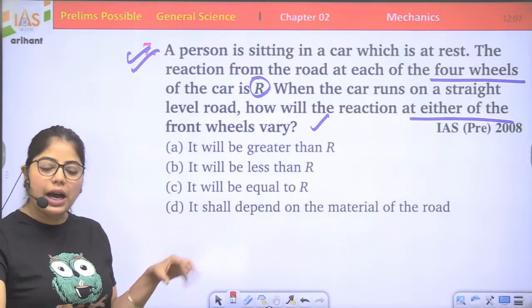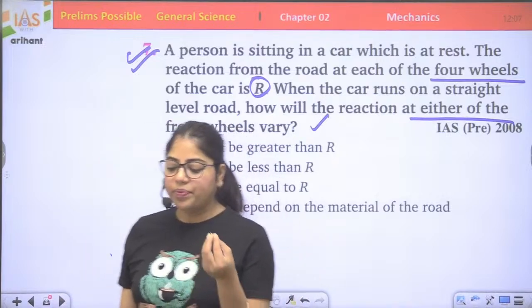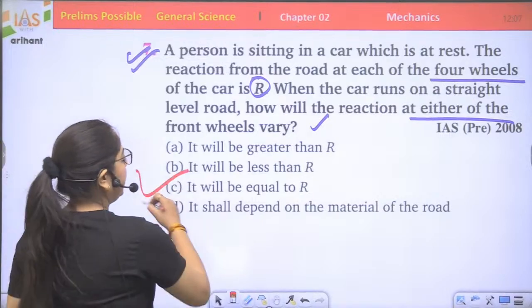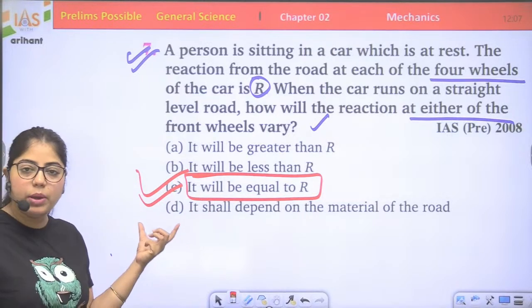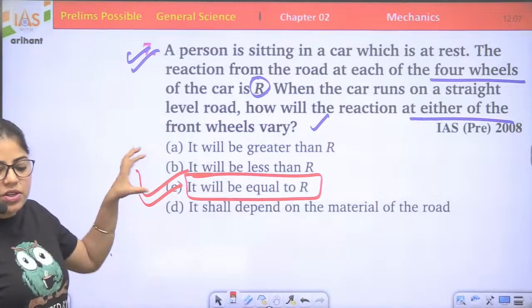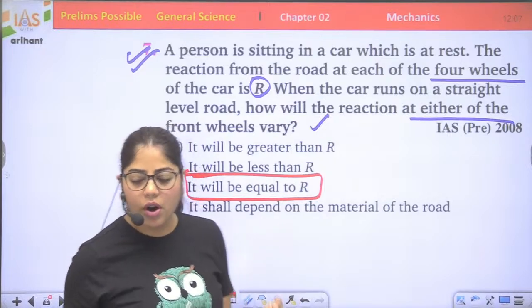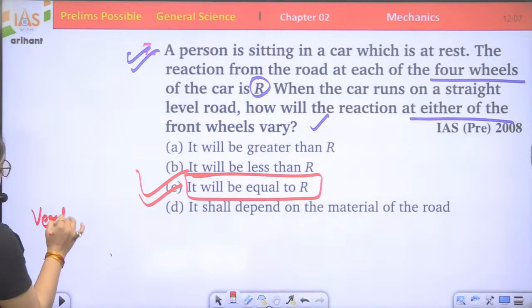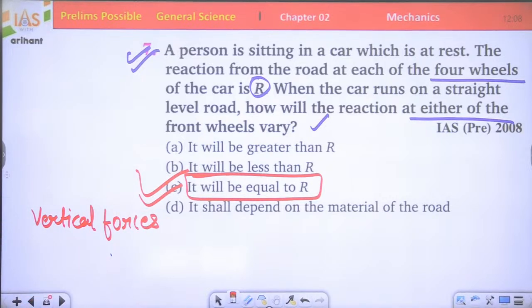You must say how the reaction force at each of the front wheels will vary when the car is running straight on level ground, right? So the right answer will be, it will be equal to R. Option number C is the correct answer. It states the reaction will be equal to R on a level straight road with no change in vertical forces. The reaction force should not change and thus equals R, right? So vertical forces do not change.